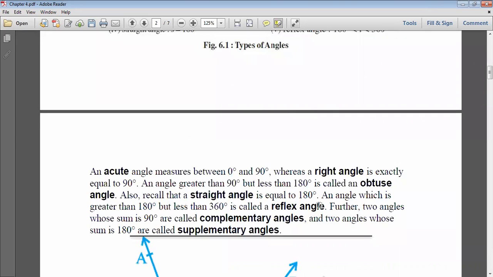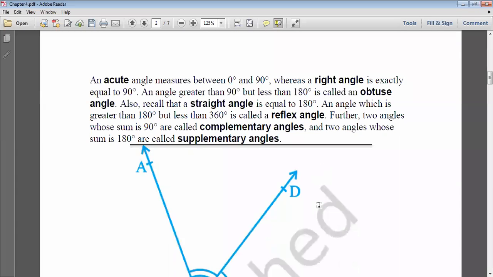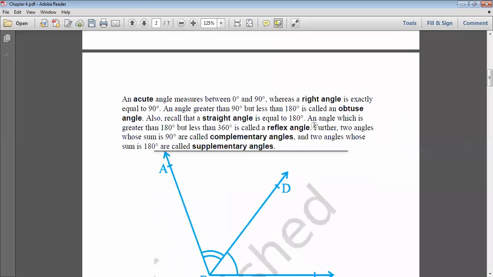Now let us move on. There are some more types of angles. Two angles whose sum is 90 are called complementary angles. Let there be any two angles, x and y. The peculiarity of those angles is that x plus y will be equal to 90. Clear? Yes, sir.